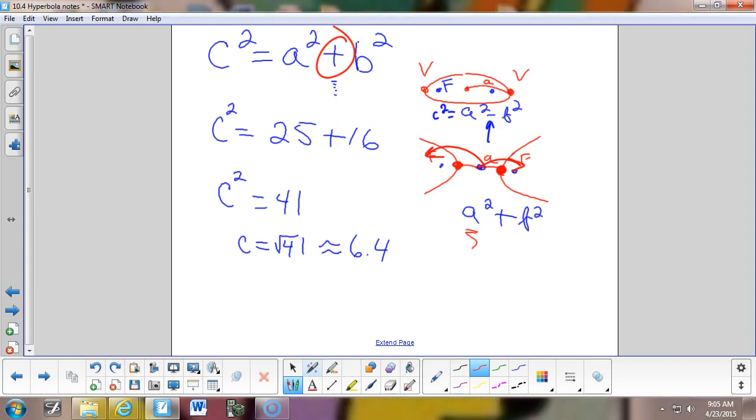So in this problem, underneath one of them was a 25, underneath one of them was a 16. Add them together, 41, square root of 41. Square root of 41 is going to be 6 and some change, right? Somewhere between 6 and 7. I don't need huge precision, just ballpark kind of thing.